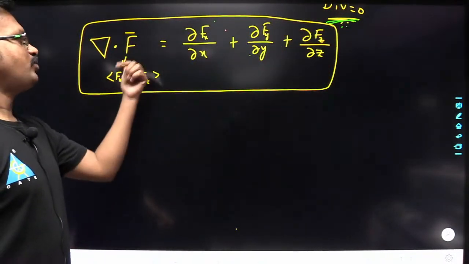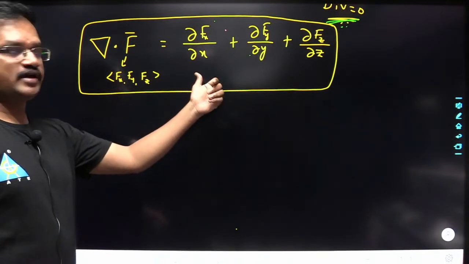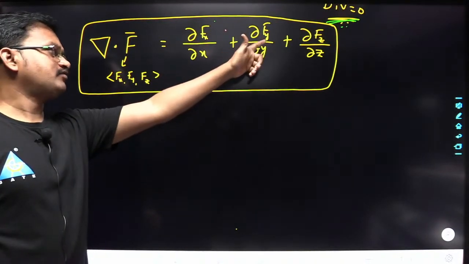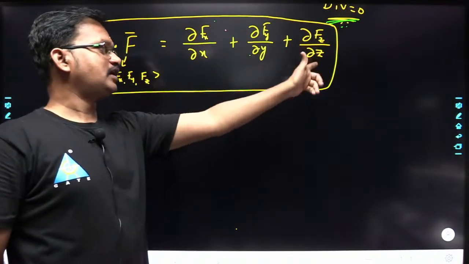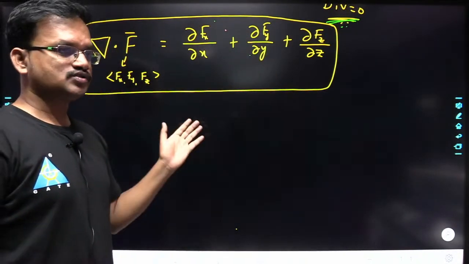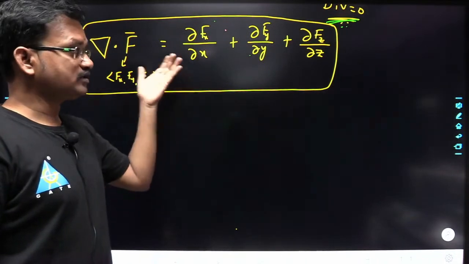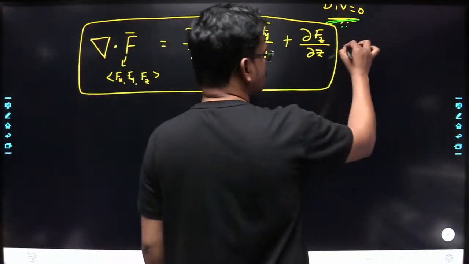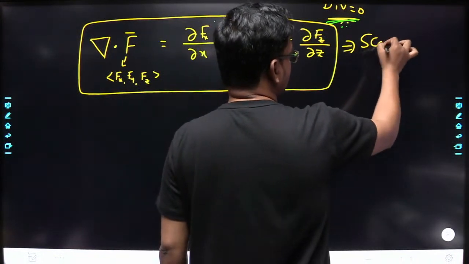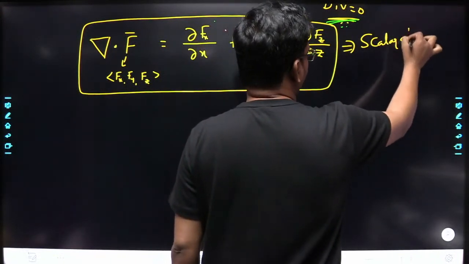So take the x component of the vector field and differentiate with respect to x, take the y component and differentiate with respect to y, take the z component and differentiate with respect to z. That is going to give you the divergence of the vector field, right? Okay. So we have seen that this is nothing but a scalar quantity.